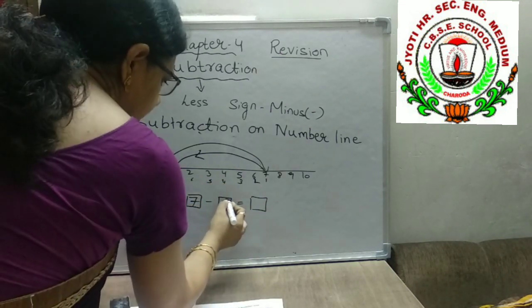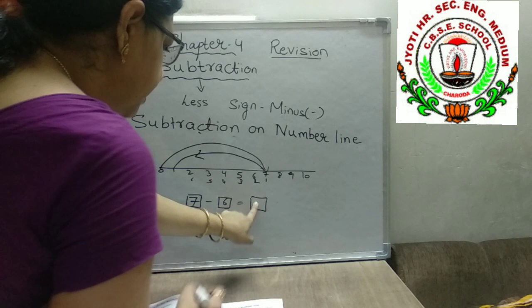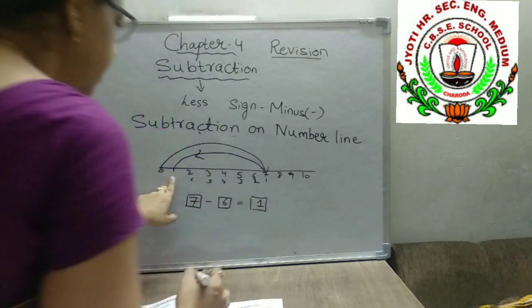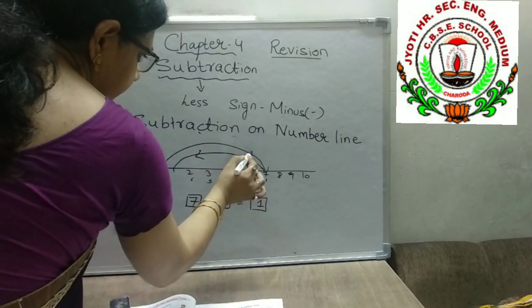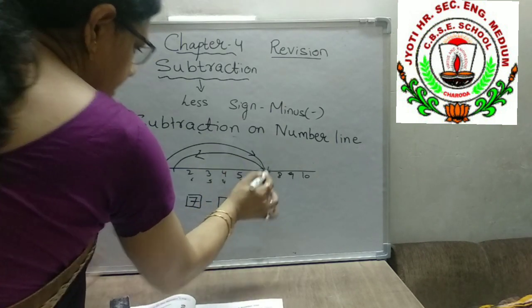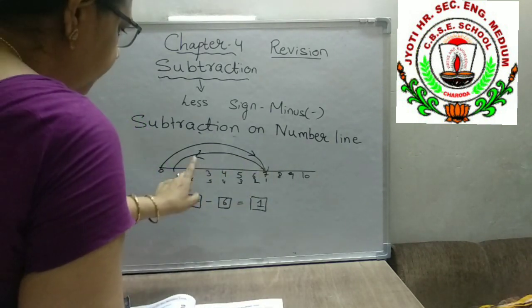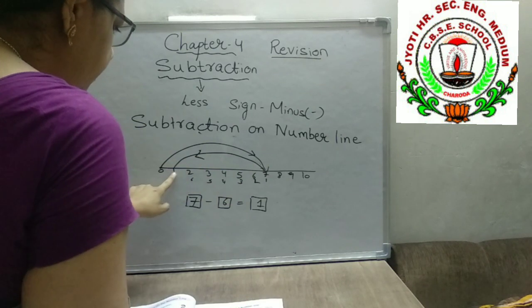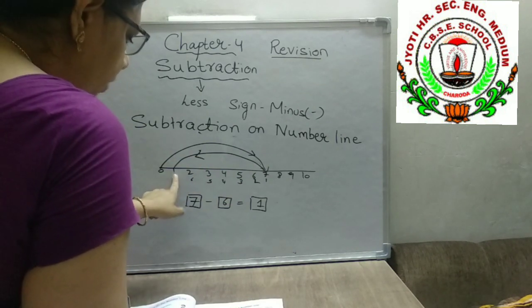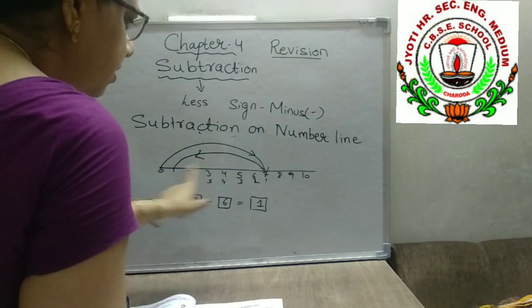So how much will we write here? 6. And what will we write here? 1, where we have reached. You can see the arrow here. First, where I have jumped, I have written 7. After coming back, I have come to 1. So this is my answer.